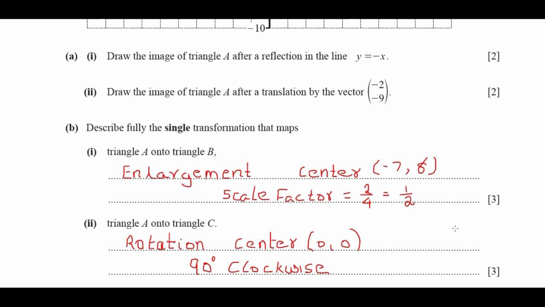After finding the center and the direction, we can write the answer. Triangle A onto triangle C. We identified it is rotation. You can write here rotation. Then the center we found as 0, 0. Then it is 90-degree clockwise. Like that we can solve these types of questions.